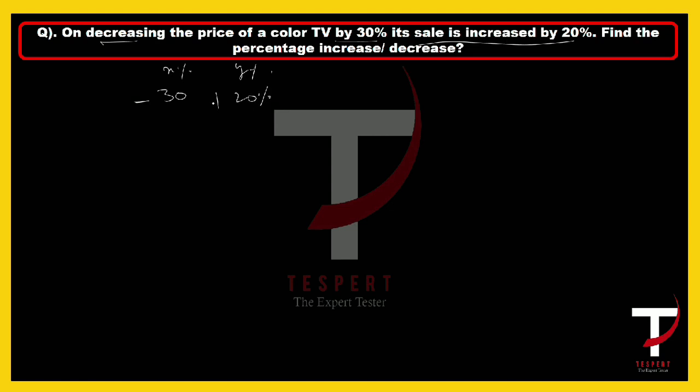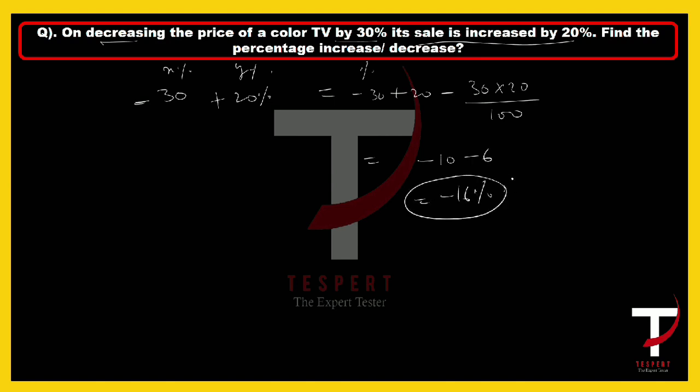So what is the percentage change? Minus 30 plus 20. One of these values is minus, so it will be minus 30 into 20 by 100. Calculate this: minus 10, minus 6, minus 16% is the percentage change. Percentage decrease. Minus in the sense it is a decrease.